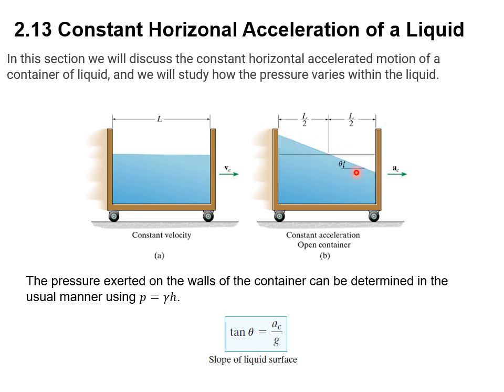The book goes through a detailed proof, and it shows that this angle, theta, is related to a ratio of the acceleration to the acceleration due to gravity. So you can find this angle, and you can find exactly how much the height changes on each end. It's symmetrical, so if it goes up by d here, it goes down by d here. Once you know these heights, you can simply use the fact that the pressure equals gamma times h to find the pressure at any point in the liquid.